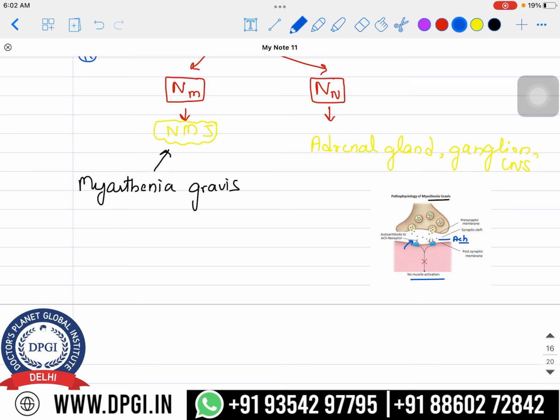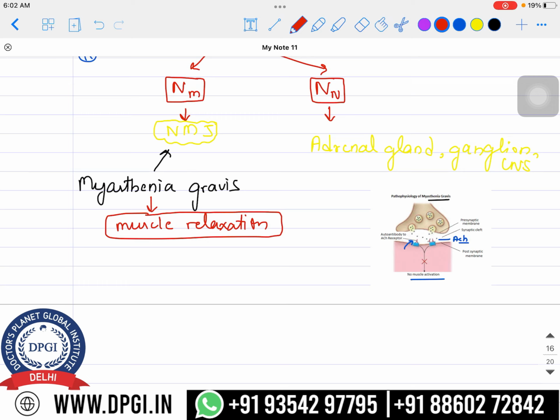Okay, I hope everything is clear, right? That's how we are seeing the muscle relaxation. That was one link which you can relate to myasthenia gravis in detail. You will actually be studying that in the medicine section, right?